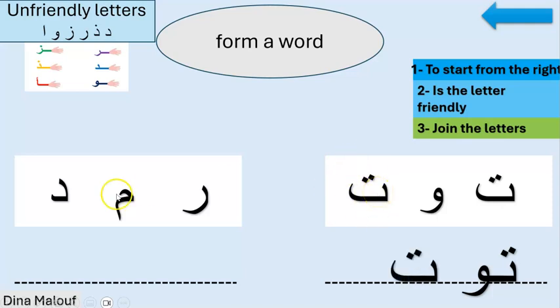Here, we start with an unfriendly letter, so we just keep it the same. Friendly letter with a line, so we cut the line. We just add one line from this side, and then we connect it with the last letter.